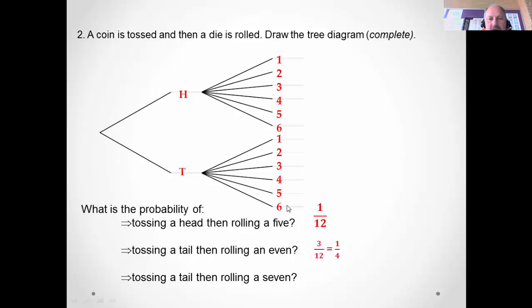Tossing a tail, then rolling an even. There's 3 evens on this branch, so it'd be 3 out of 12, which is 1/4. Tossing a tail, then rolling a 7. Well, there's no 7, so it's impossible. So the probability is 0.